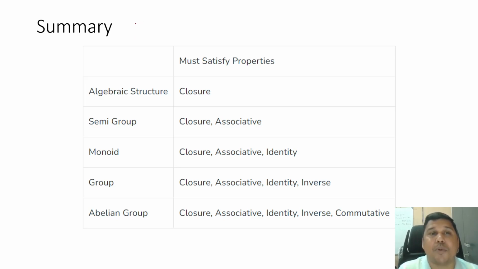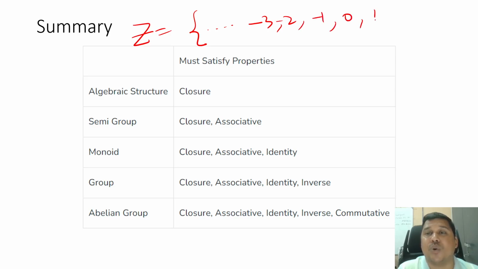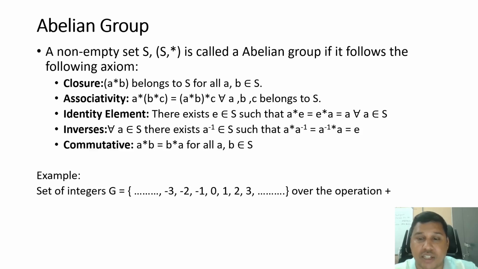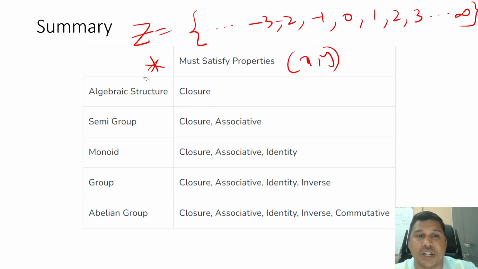Let's see an example. Suppose I have a set, the integer set, that is, so on, -3, -2, -1, 0, 1, 2, 3, and so on, minus infinity to plus infinity. Let us check whether it is a semi-group or a monoid or a group or an abelian group. Let's start from the closure property. Closure property says that if you take any two elements x, y from this set, and apply the given operation. The operation given here is addition.